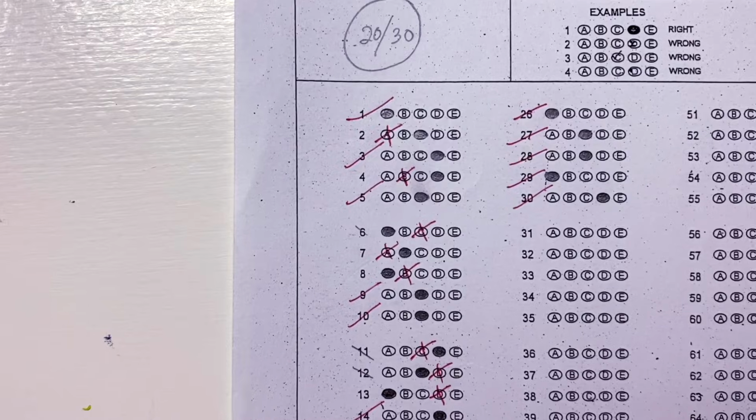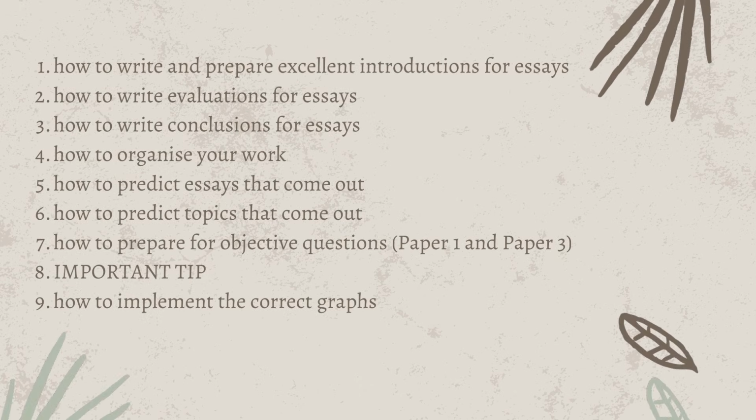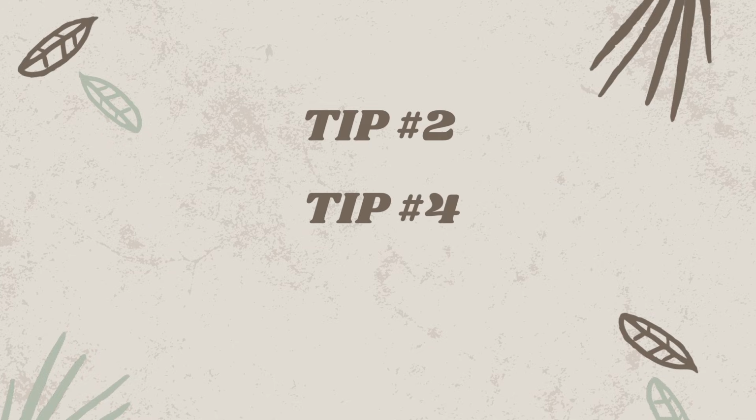I went from scoring C in my first assessment to scoring A star in my final exam, so if I can do it, you can do it too. There are 9 tips in total. Feel free to skip to the parts that you're interested in, but I assure you, you do not want to miss anything. Study tip number 2, 4, and 8 are unique study tips that you have not heard before, so be sure to watch till the end of the video to know what those are.